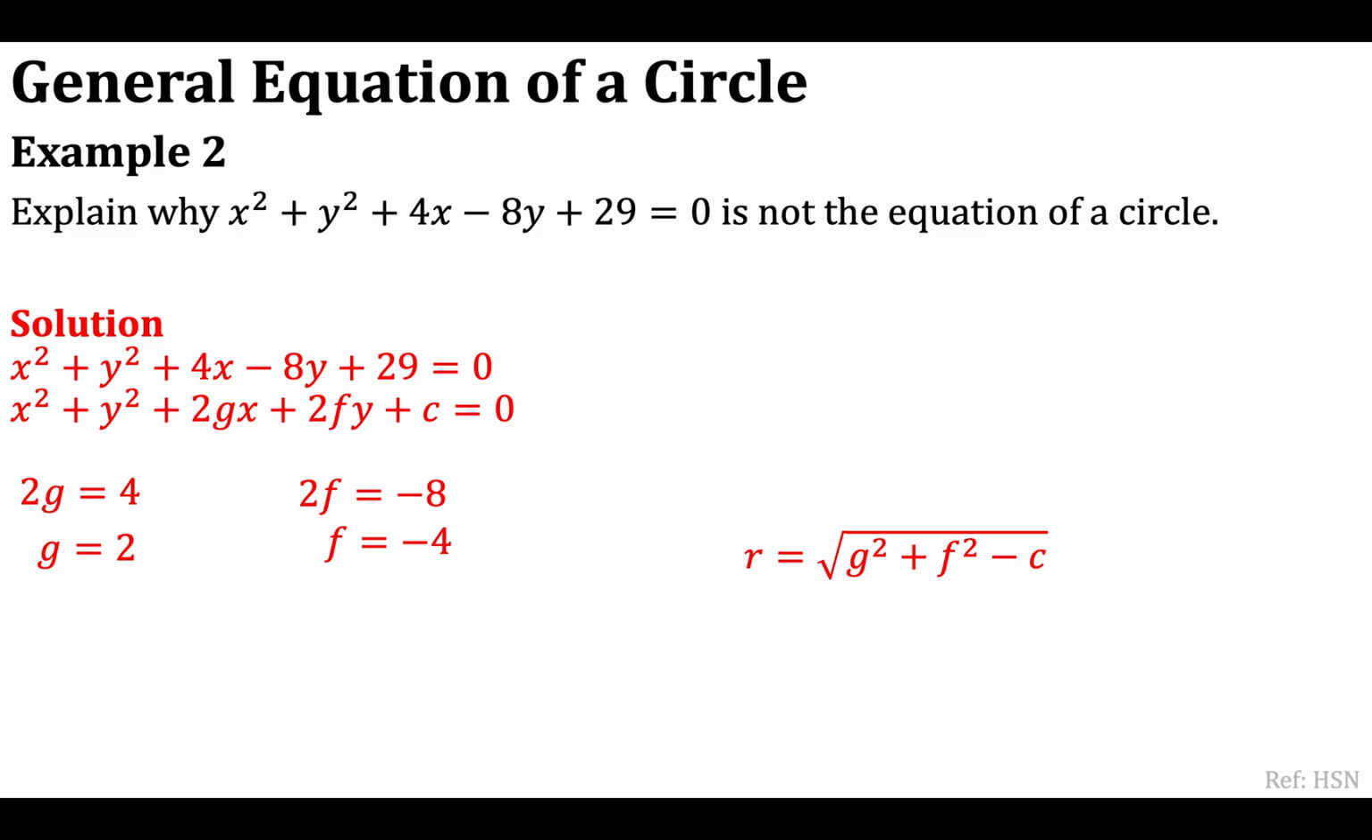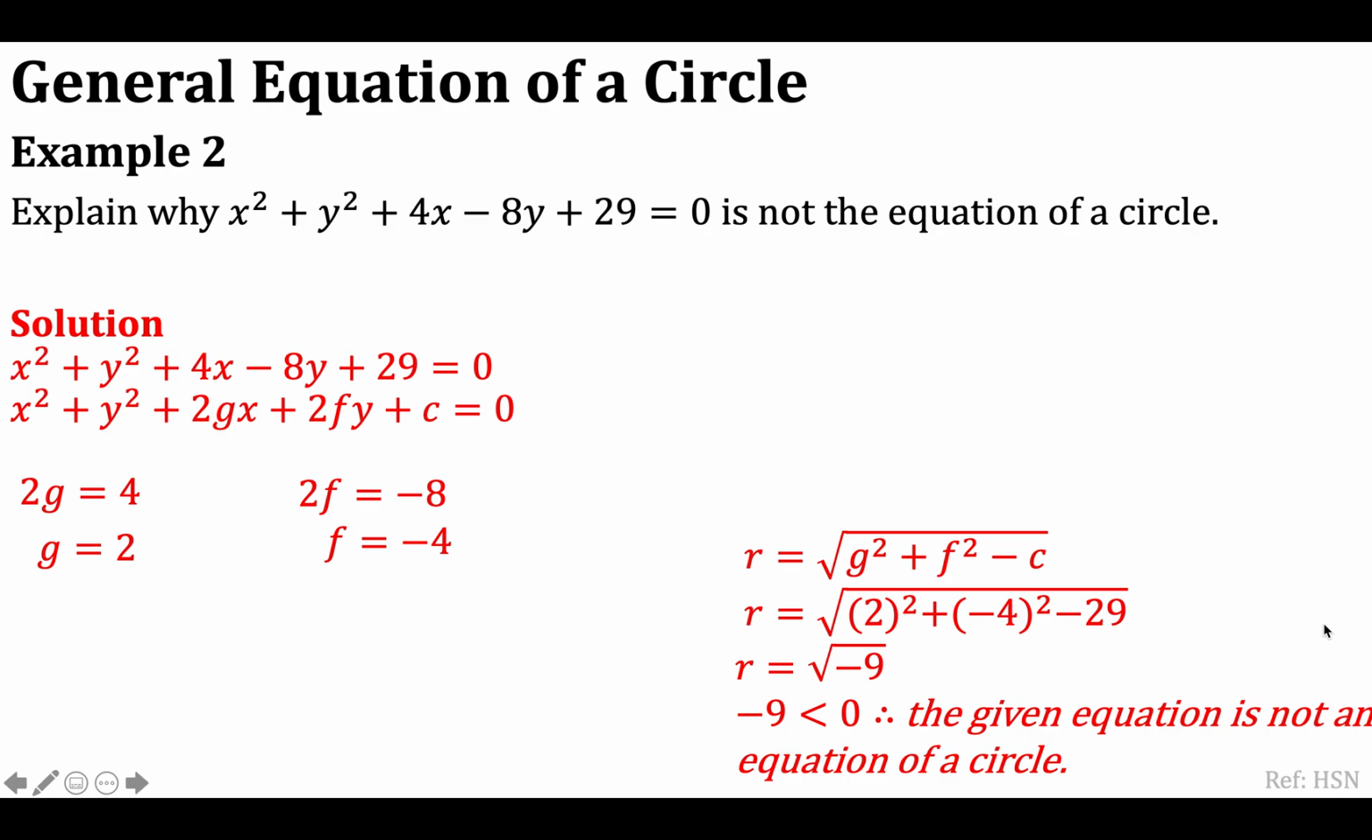Now, if we look at the radius now, we know that the radius is equal to the square root of g squared plus f squared minus c. Substituting gives us 2 squared plus negative 4 all squared minus 29. And when we evaluate what's underneath the square root, we get negative 9. So we've got the square root of negative 9. Now, you will be aware by now, folks, that we cannot take the square root of a negative number just yet. So, because negative 9 is less than 0, i.e. g squared plus f squared minus c is less than 0, the given equation is not an equation of a circle.